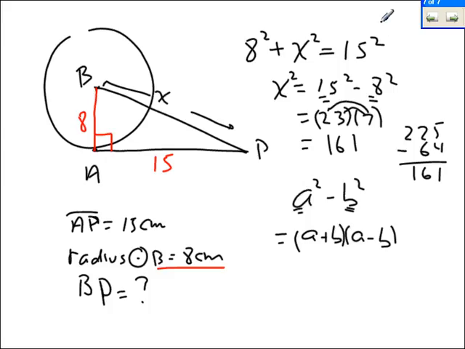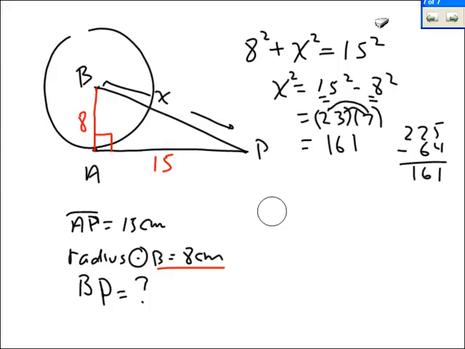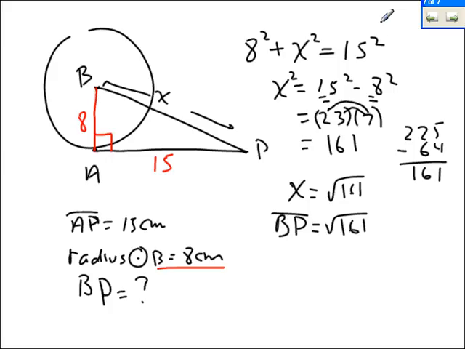So that is what x squared equals. So x squared is equal to 161, and x is the square root of 161. And x they called BP. So BP is the square root of 161. To the best of my knowledge, I don't know of a square root of a number that goes evenly into 161. If I'm wrong, I'm sorry, but I doubt it. You should always try to break down your square roots.